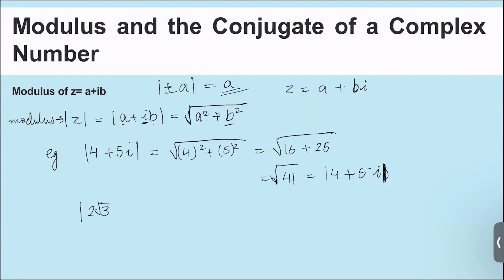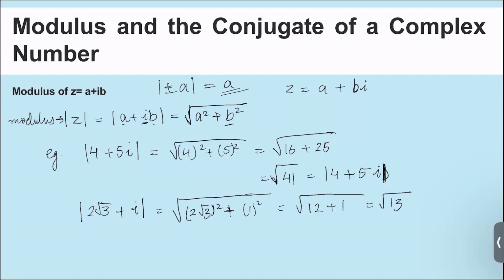2 root 3 plus i. Okay, so again over here, to find the mod, you square the real coefficient of both the parts, the real part as well as the imaginary part. So 1 square. So this we will get square root of. Okay, so now 2 root 3 squared is 4 into 3, so this will be actually 12. And then you have plus 1. So this will be square root of 13.